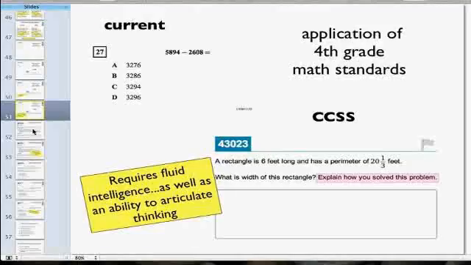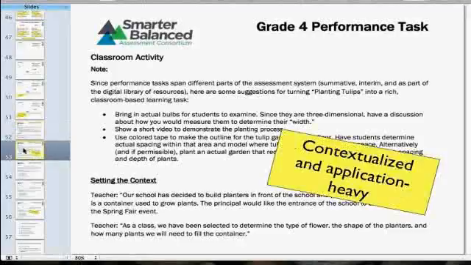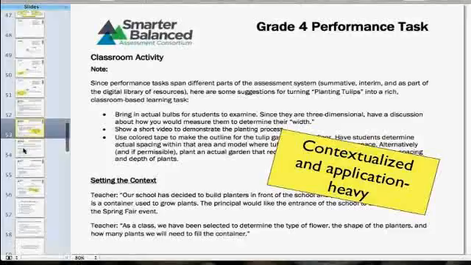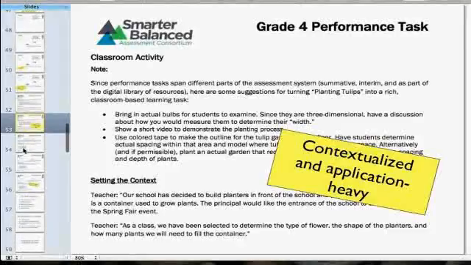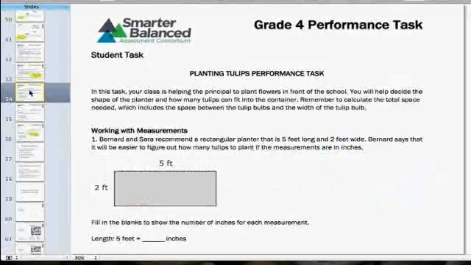So here's another Smarter Balanced sample, and PARCC will also have performance tasks that students are required to do. This is something you can go on their website and find very easily. So this is just a sample. Not only do they contextualize it, but it's very heavy in application. What they ask of the 4th graders is pages and pages long.